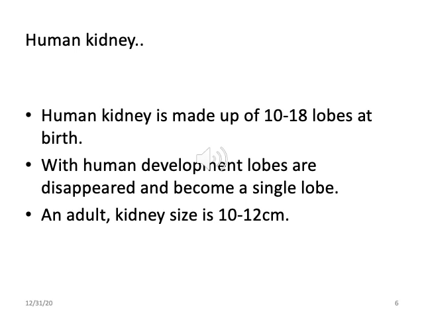Human kidney is made up of 10 to 18 lobes at birth. But with human development, these lobes disappear and become a single lobe. In an adult, the kidney size is usually 10 to 12 centimeters.